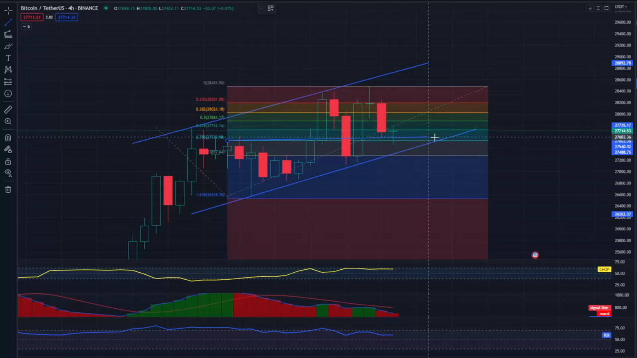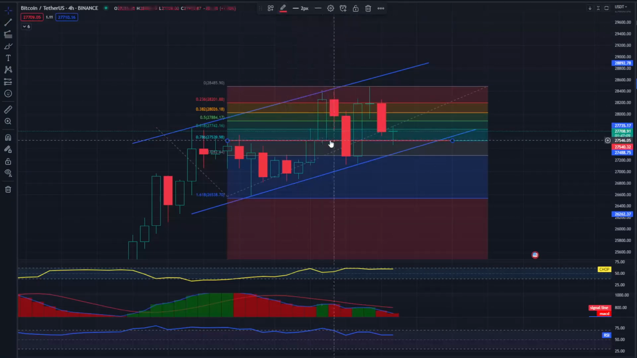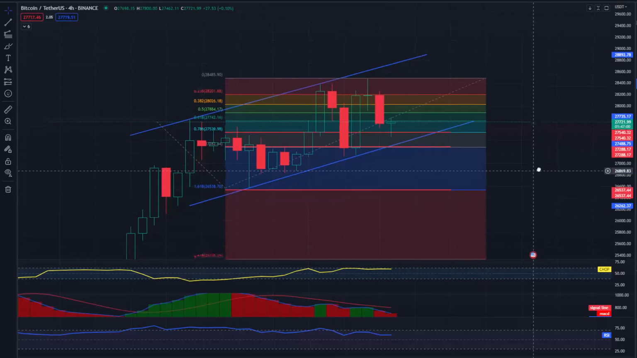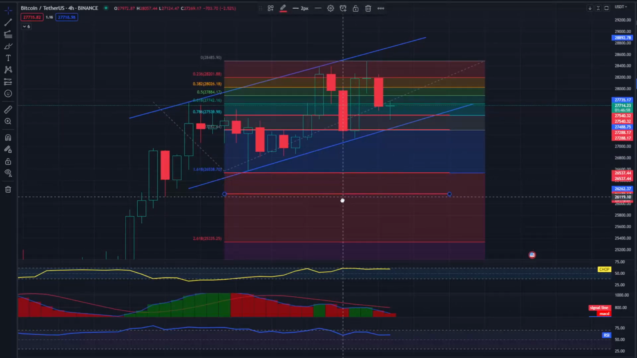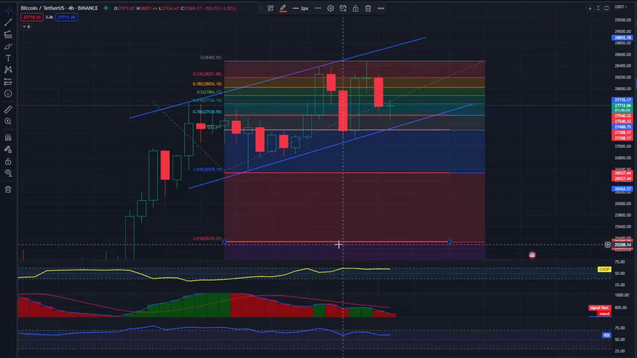And here, first we have support at $27,540. When the price goes lower, we can see a drop to around $27,288. We have third support at $26,537, and then we have fourth support at $25,340.